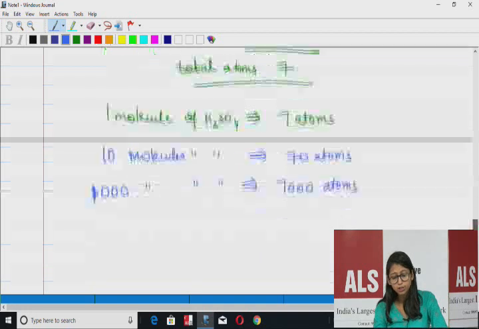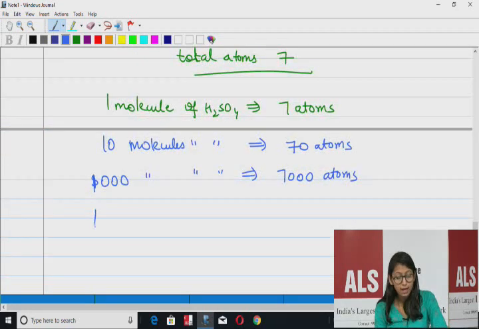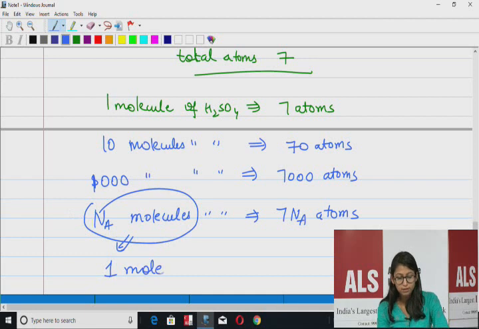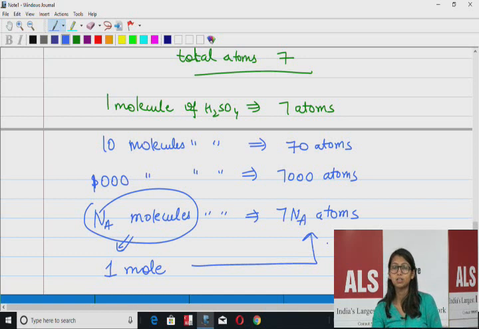What will you say if I write that I have Na molecules? Na means Avogadro's number. So 7 Na will be the atoms, okay? So Na molecules means I am talking about 1 mole. That 1 mole of H2SO4 will have 7 Na atoms. You are getting it? Everybody understood the thing which I am telling right now?